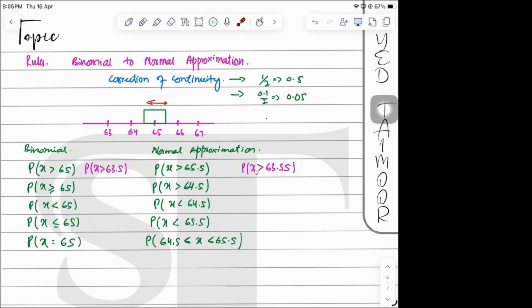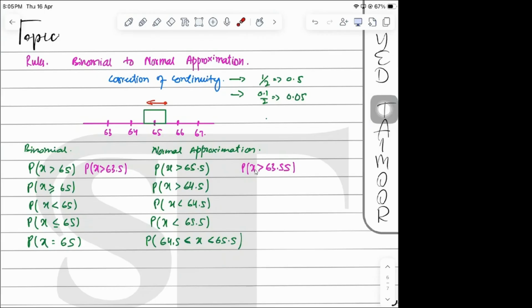Wait, less than 65 means what again? Less than 65 means 65 should not be included. So you will be standing over here and going in that way. So it will lead you to 64.5. But when they are saying less than or equal to 65, it means that 65 should be included. So you will stand at this point and go on the left. So it means 65.5 will be considered.